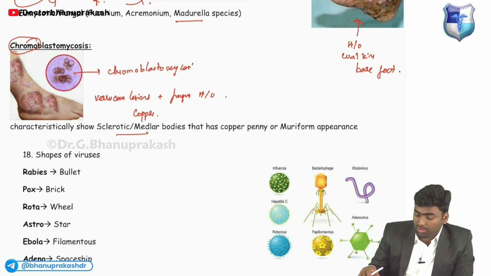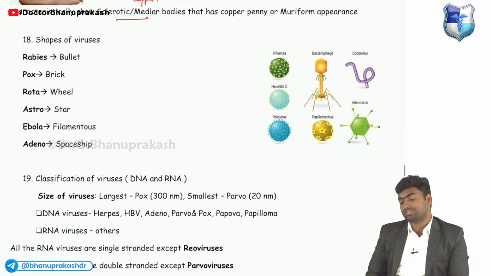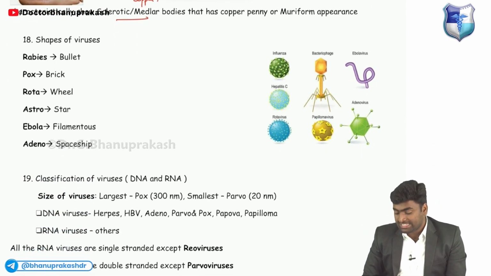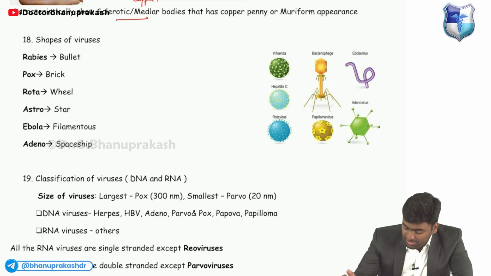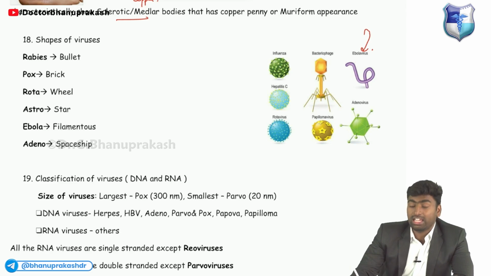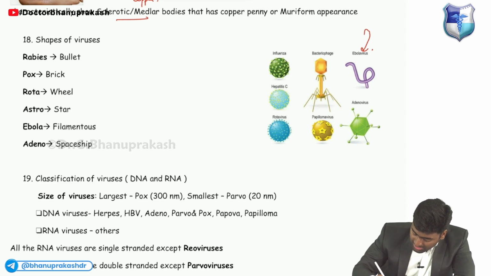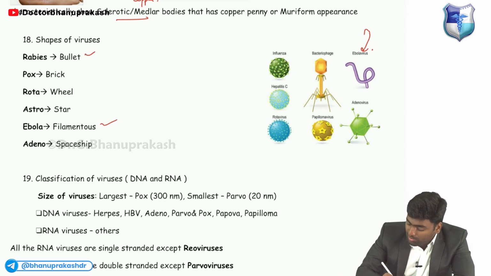That is the thing you need to know about this mycology part. Next, we'll move on to the virus part. It will be a bit of an easier aspect. If they ask about the shapes, or they give an image and ask you the name of the virus: if it is filamentous, it is Ebola. Whereas rabies, it will be bullet shaped.